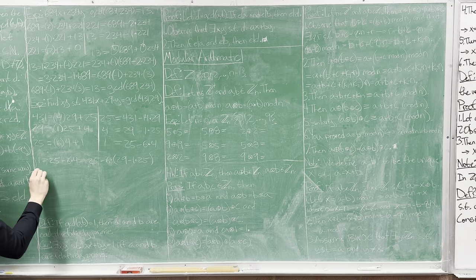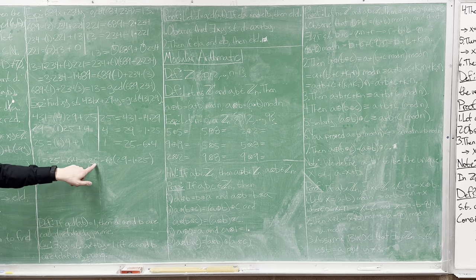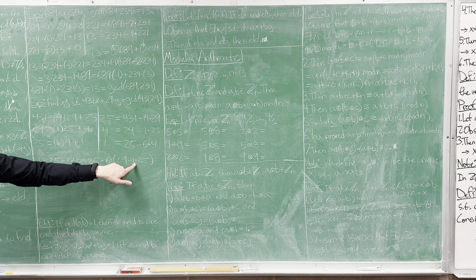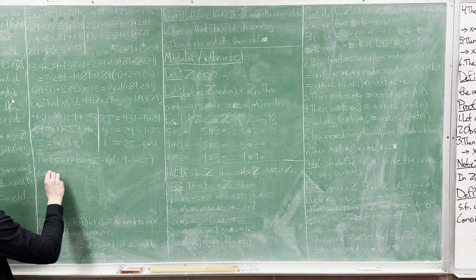Now we're going to collect like terms. 1 is equal to, let's see how many 25s we have. We have a 25 here, and negative 6 times minus 1 is positive 6. So how many 25s do I have? 7. I have 7 25s.